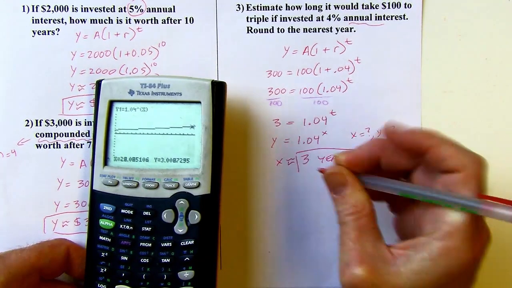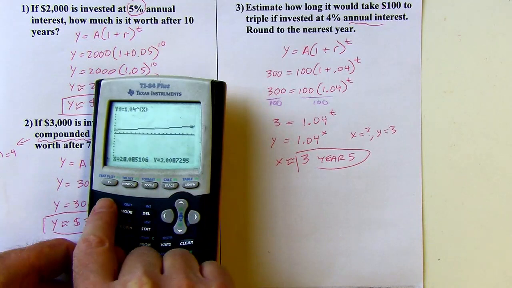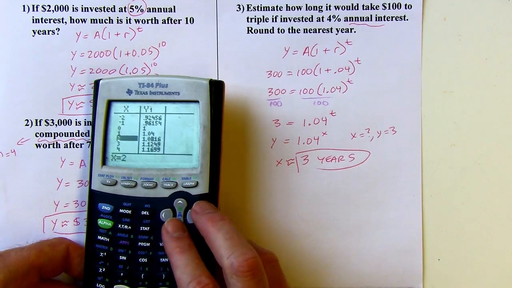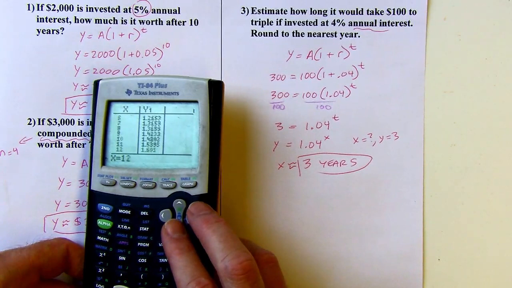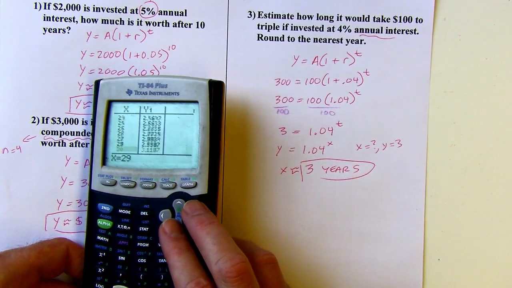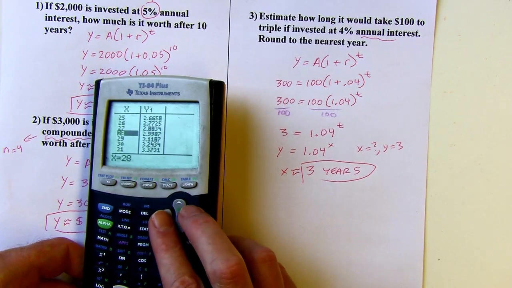Okay, you can also use table. So if you go to right where the graph is, if you hit second and then graph for the table menu, you can scroll around with the x's, and there's different settings that you can have the x's jump however you want. But if you look closest to 28, right? That's another way to do it.